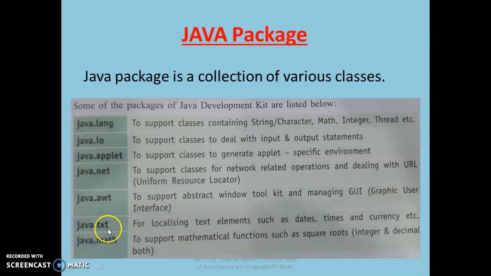Now the next one is java.text, for localizing text elements such as dates, times and currency, etc. Then the last one is java.math, to support mathematical functions such as square roots, integer and decimal values. Suppose you want to find out the square root of a number, then you have to import the java.math package, and here you can use the java.math.sqrt function to find the square root, or another function, cbrt, for cube root. So many functions related to mathematics are there in the java.math package. So now I want to move to the next slide.